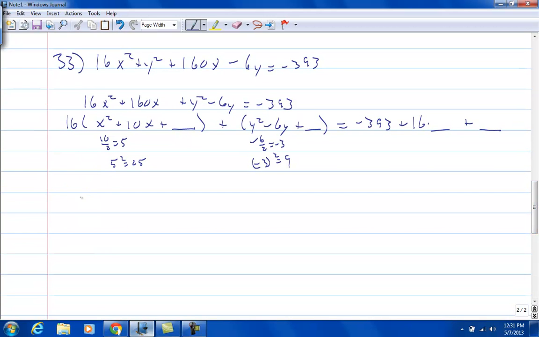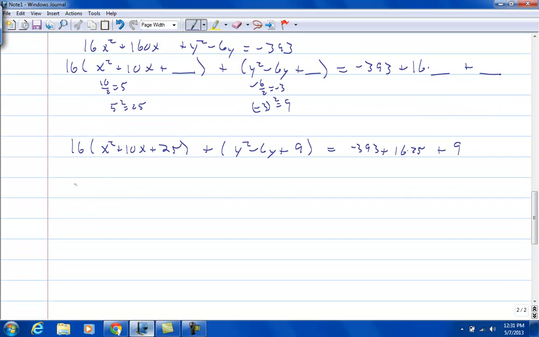So that means we're going to have 16 times the quantity x squared plus 10x plus 25 plus y squared minus 6y plus 9 equals -393 plus 16 times 25, which is 400, plus the 9, this 9 here. So the equation stayed balanced.